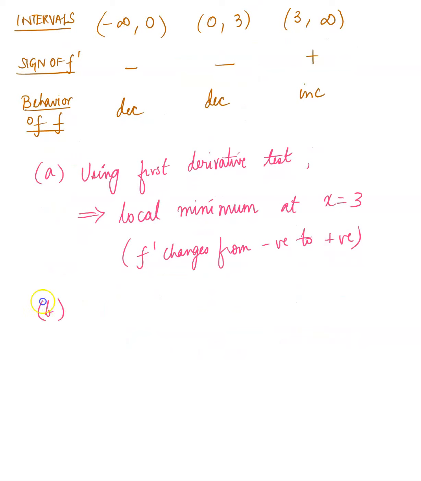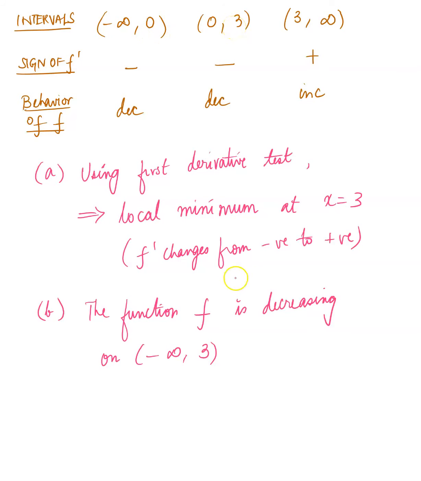And then for part B, where it's increasing, decreasing, we know it's decreasing consecutively. So the function f is decreasing on negative infinity to 3. All the way to 3. I don't have to put it as negative infinity to 0, union 0 to 3. It's all the way. And increasing on 3 to infinity.